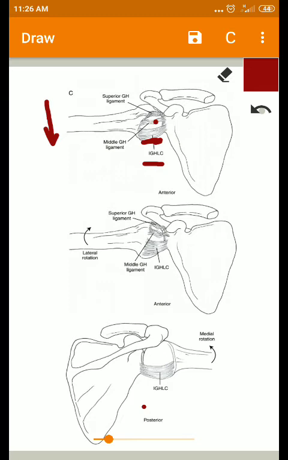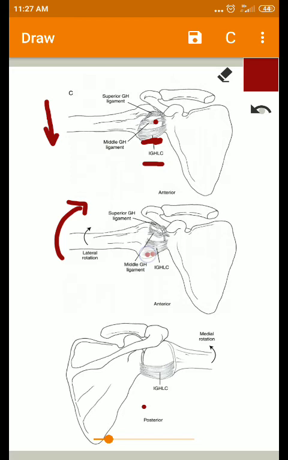For this function, if lateral rotation is added, abduction as well as lateral rotation is added to the movement, then what will happen? The anterior band of the inferior glenohumeral ligament complex fans out. That means it becomes taut, and provides anterior joint stability and resistance to anterior humeral head translation.